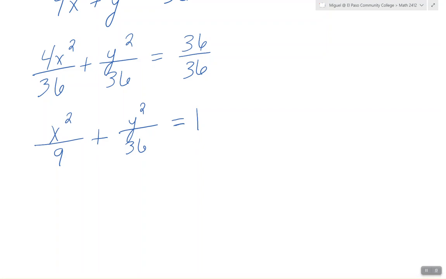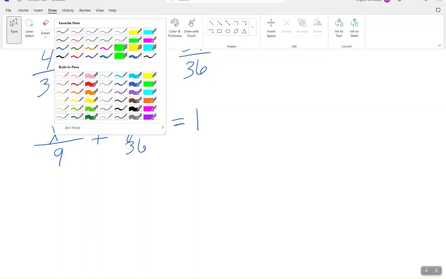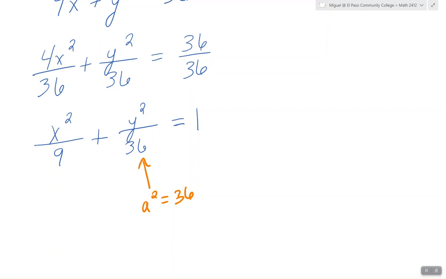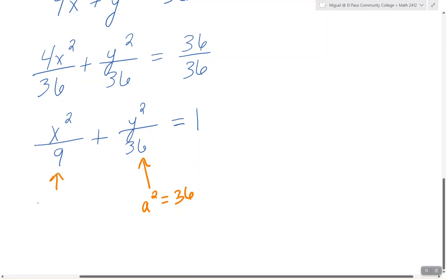And because of that, we can extract now a bunch of stuff, right? So now that we know it's vertical, we know that this is the A value. We know that this is A squared, right? Because it's vertical, so A squared must be on that side, which means B squared is under the x squared. This is B squared, which is 9. This means that A is 6, B is 3.